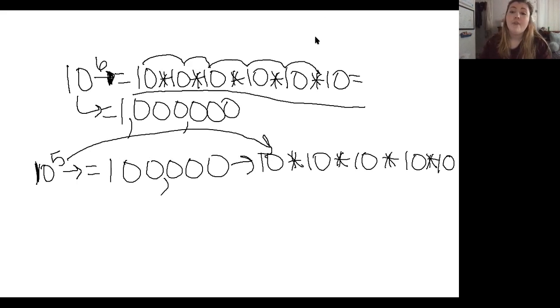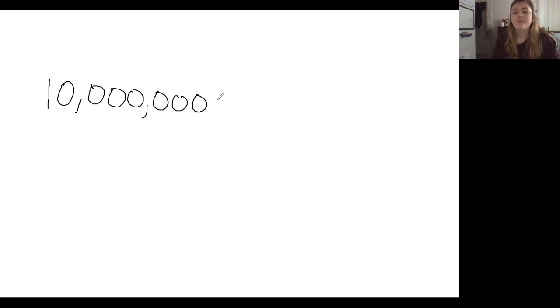Well, what if you were given a number like, let's do 10 million. And you need to figure out what exponent needs to go right there. We've already got our base. We know our base is going to be 10. So what we would do is you count the zeros. You say 1, 2, 3, 4, 5, 6, 7 zeros. And you know that this is 10 to the 7th power.